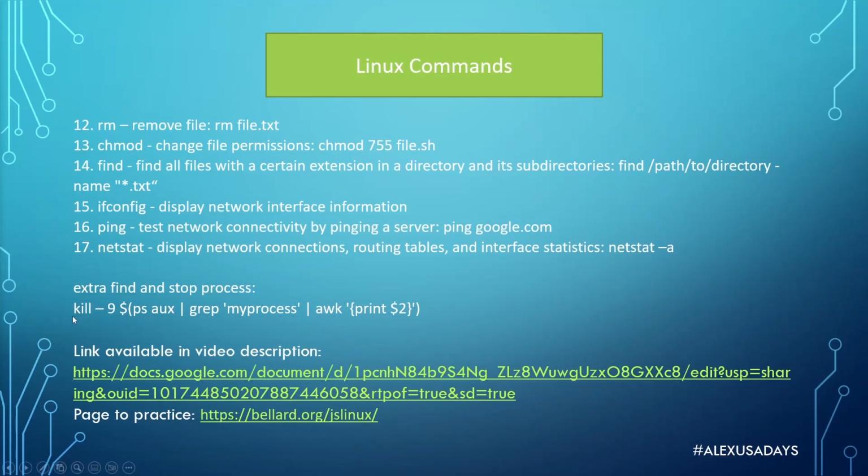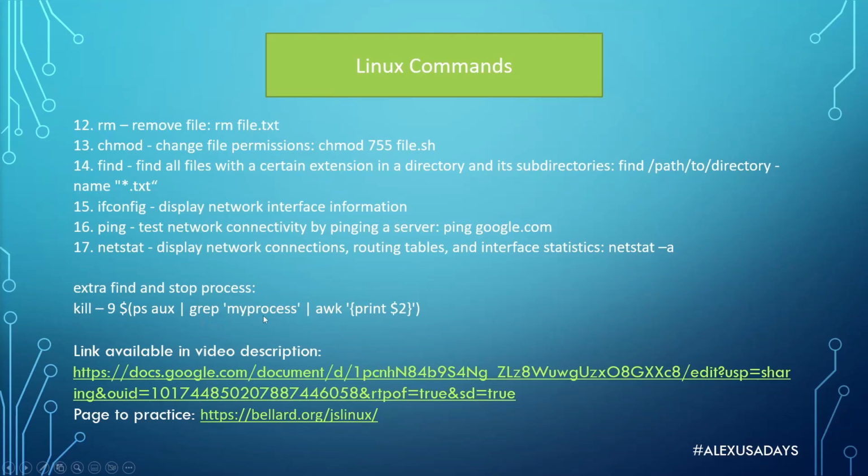So this command, kill -9, will actually kill the process, but it's expecting the process ID. And in order to get this process ID, you can run this little script right here. So ps aux will get a list of all processes running. Then you have this pipe. That means the result of this command is passed along through this pipe into the next command.